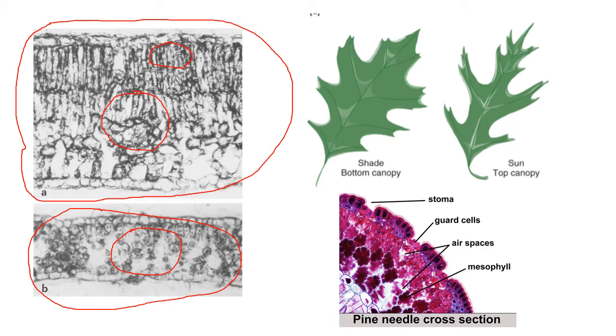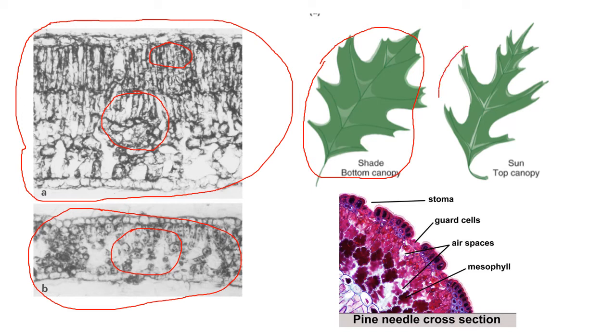The other difference is shade leaves tend to be bigger, so they're thin but they're broad. And again, that's because they're not getting exposed to as much sunlight, they're not getting as much heating, and they're exposed to less wind, so there's less moisture demand on them. So you can have a big flat area with more stomata.